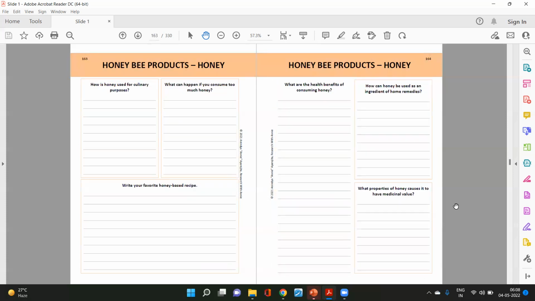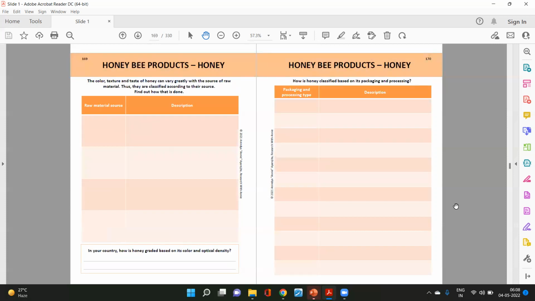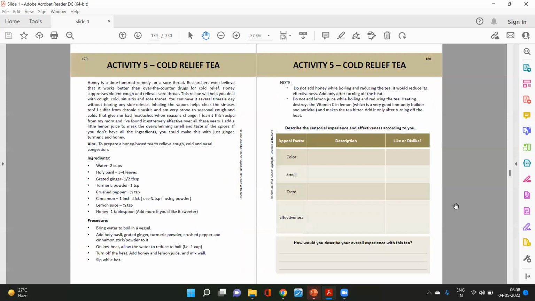First, honey and the characteristics of honey. So we have an activity on the viscosity change of honey with heat. And then, yeah, that's a long section on honey. And then we also make a cold relief tea.